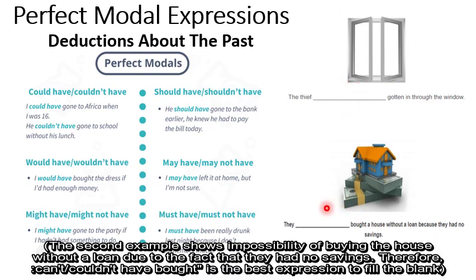The second example, look at this, house and money. You will say they can't have bought a house without a loan because they had no savings. It was impossible for them to buy the house without a loan. So, they can't have bought a house without a loan, or they couldn't have bought a house without a loan.